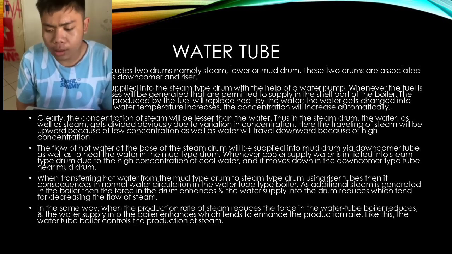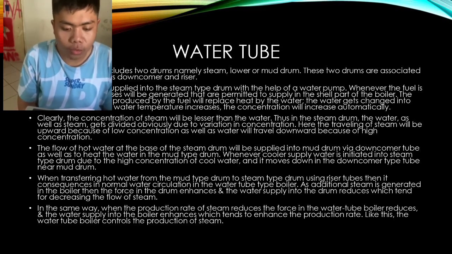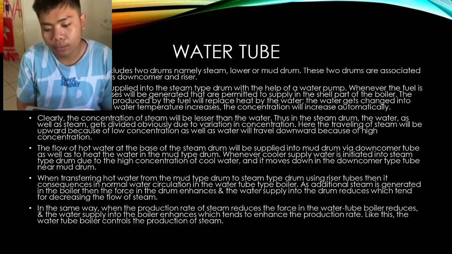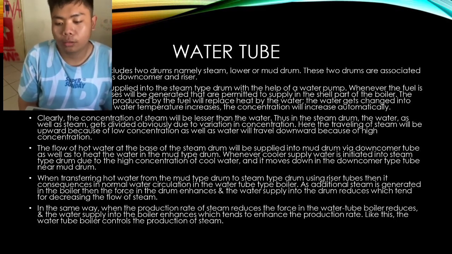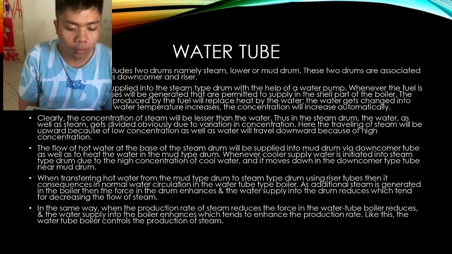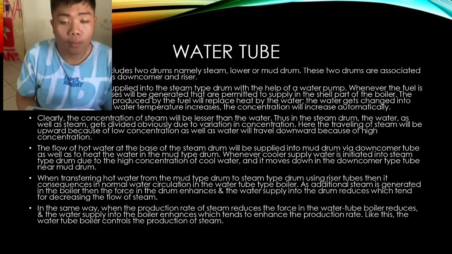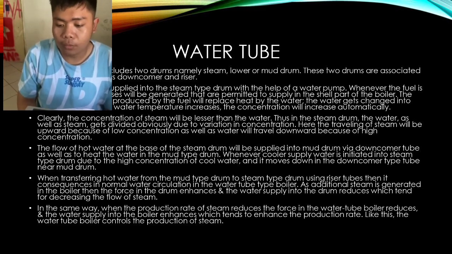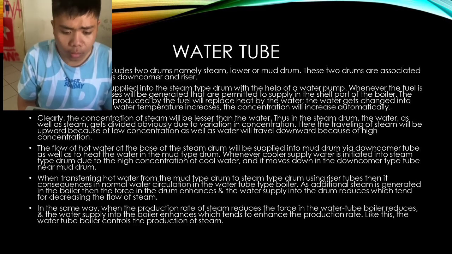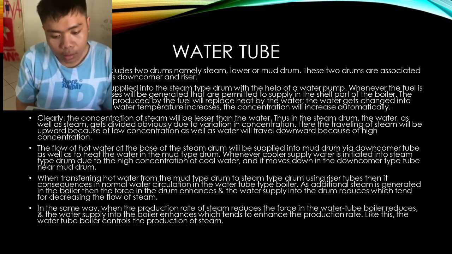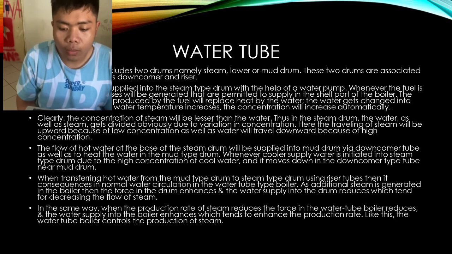Whenever cooler supply water is initiated into the steam drum, due to the high density of cool water, it moves down in the downcomer tube near the mud drum. When hot water is transferred from the mud drum to the steam drum using riser tubes, it results in normal water circulation in the water tube type boiler.